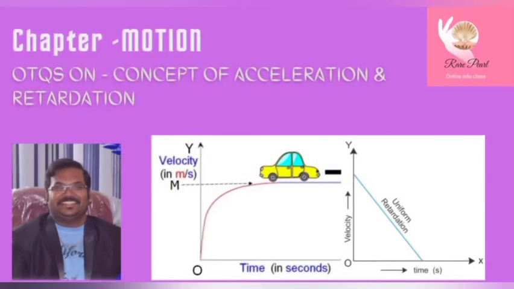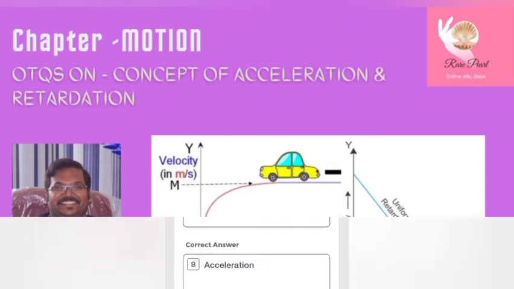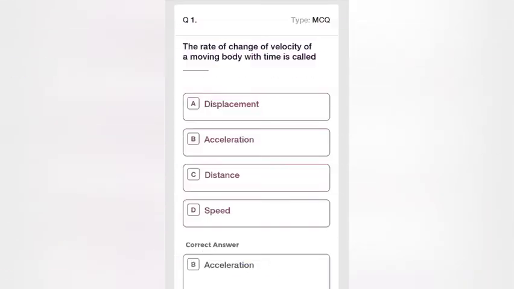In this video, we shall discuss various objective type questions on concept of acceleration and retardation. Question number 1. The rate of change of velocity of a moving body with time is called option A displacement, option B acceleration, option C distance, and option D speed.